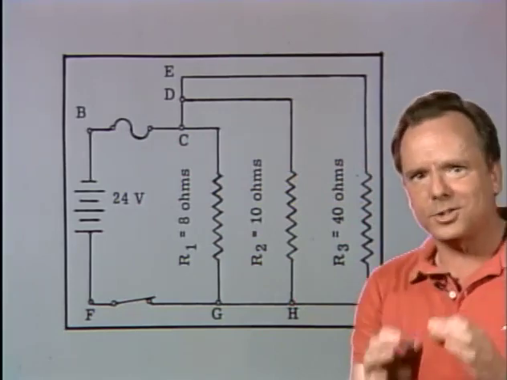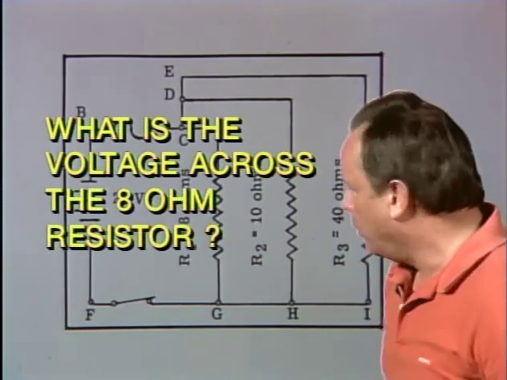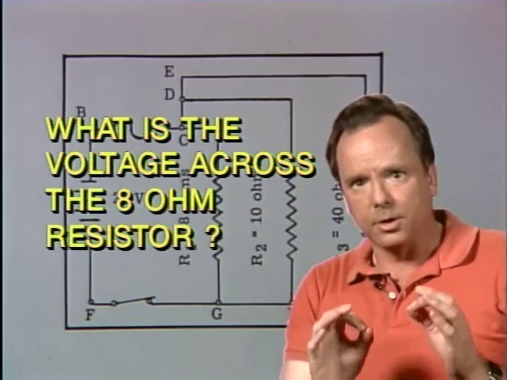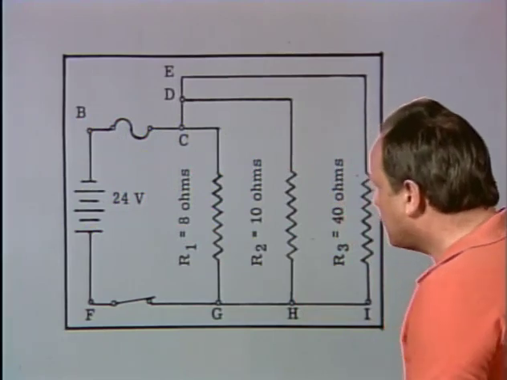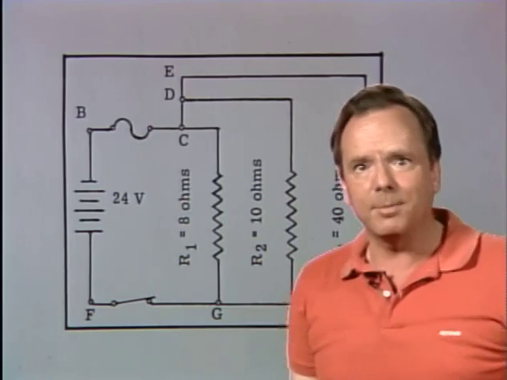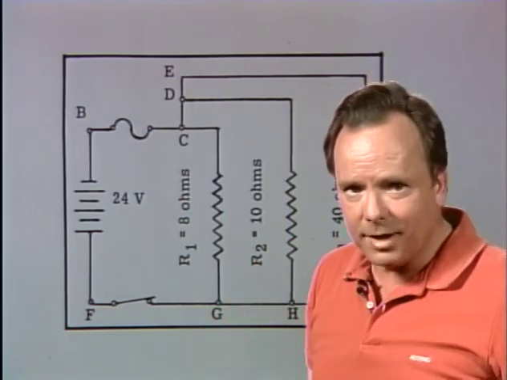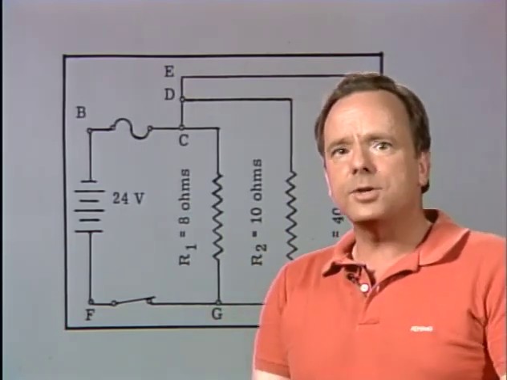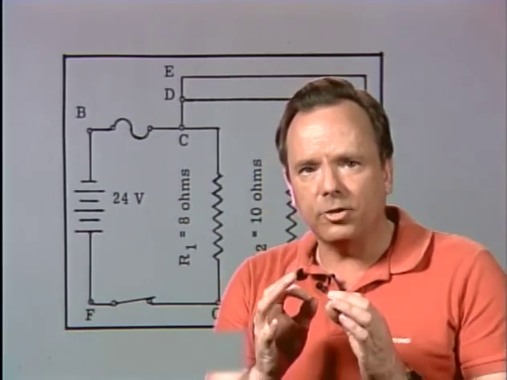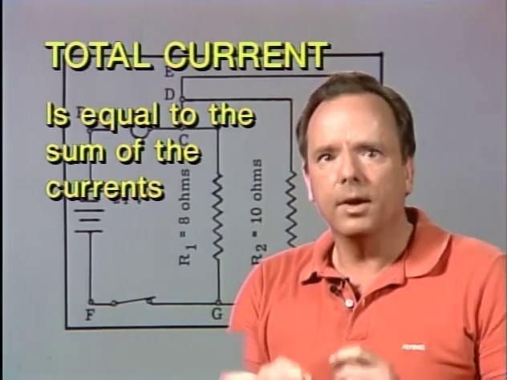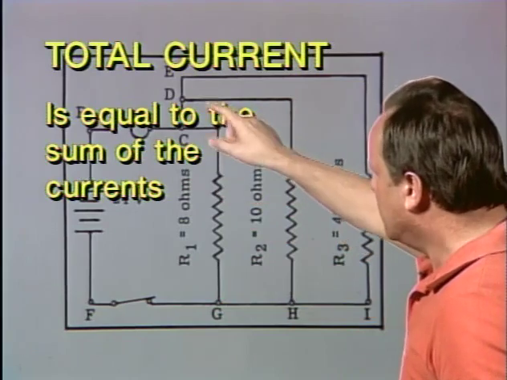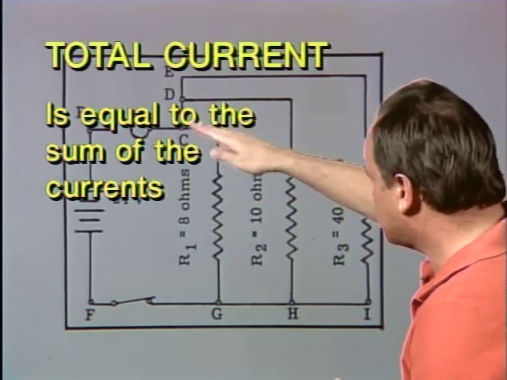Now let's take a look at the question they're going to ask you. It's going to be very simple. The question is, what is the voltage drop across the 8 ohm resistor? Well, let's take a look at it one more time. It's 24 volts across each resistor, so for the 8 ohm resistor, it's got to be 24 volts. That's unbelievably easy. Now, here's another basic rule you need to know about parallel circuits, and that is the total current in that circuit is equal to the sum of the currents for the individual branches. So the total current is equal to the sum of these currents.